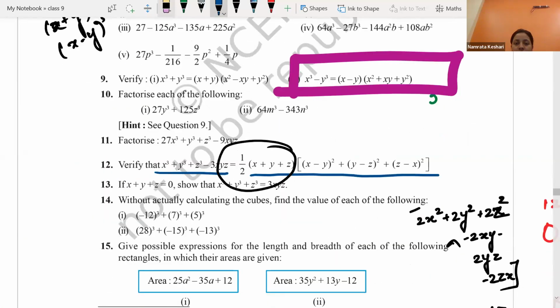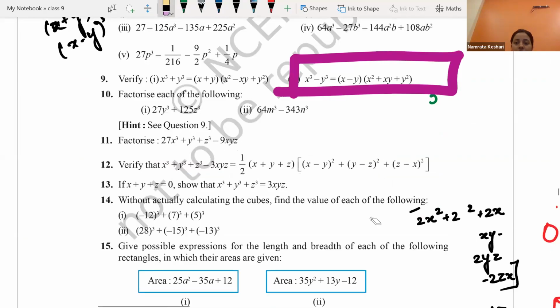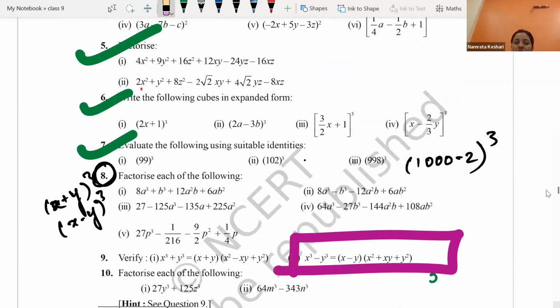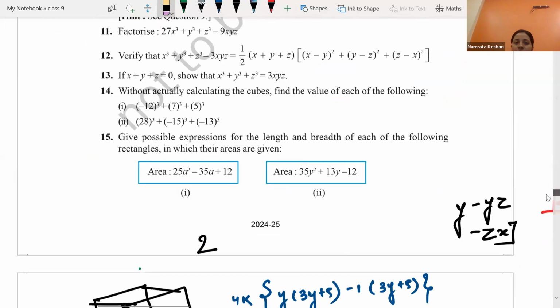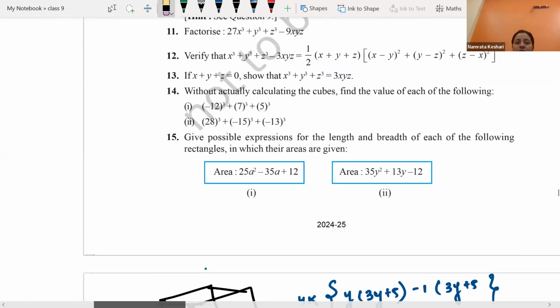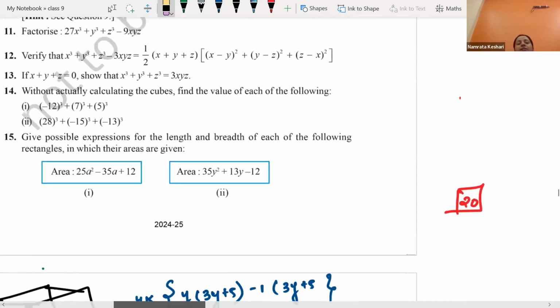We'll be discussing question number 12. Can you see we have to do the verification over here? Verification means you have to show that yes, left hand side is equal to right hand side. So let's do it. Number 12, left hand side, can you see exactly the same formula is written over here? That is x cube plus y cube plus z cube minus 3xyz.